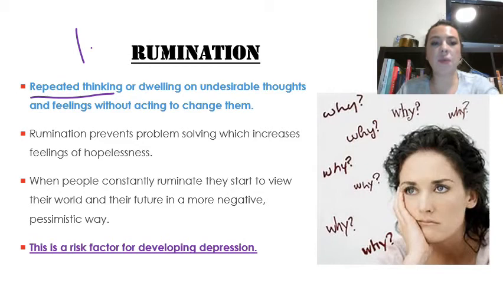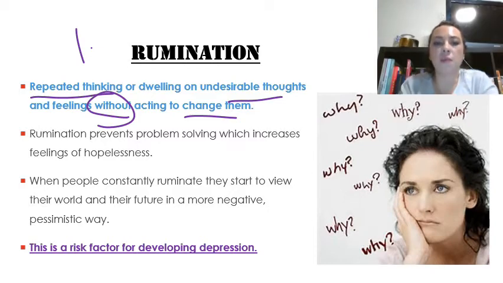So rumination is repeated thinking or dwelling on undesirable thoughts and feelings without acting to change them. So for example, someone with depression might focus more on the negative aspects of an event or their life rather than trying to think of ways to help alleviate their feelings of sadness or stress about a situation. Rumination is really similar to worry. However, it is different in so much as worry talks about negative feelings related to things in the future. So, for example, if you had negative feelings about a SAC that was coming up next week, that would be more likely to be worry.